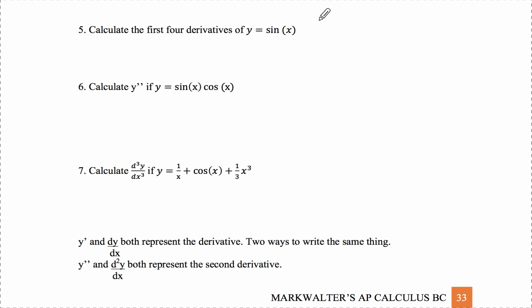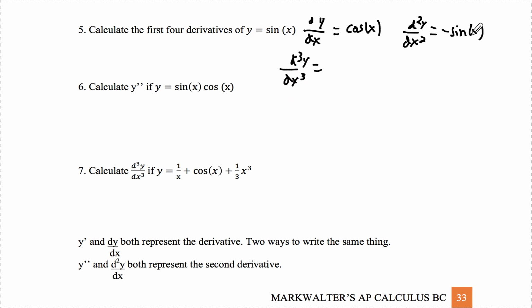All right, we want the first 4 derivatives of y. So we have dy/dx. The first derivative of sine is going to be cosine of x. Then we take the second derivative. The derivative of cosine is negative sine of x. Take the derivative again. Derivative of negative sine: the negative will stay, the derivative of sine is cosine. And then we need to take the derivative of negative cosine. The negative will stay, but the derivative of cosine is negative sine. So negative negative sine gives us back positive sine. We actually cycle back around to where we started, y equals sine of x.